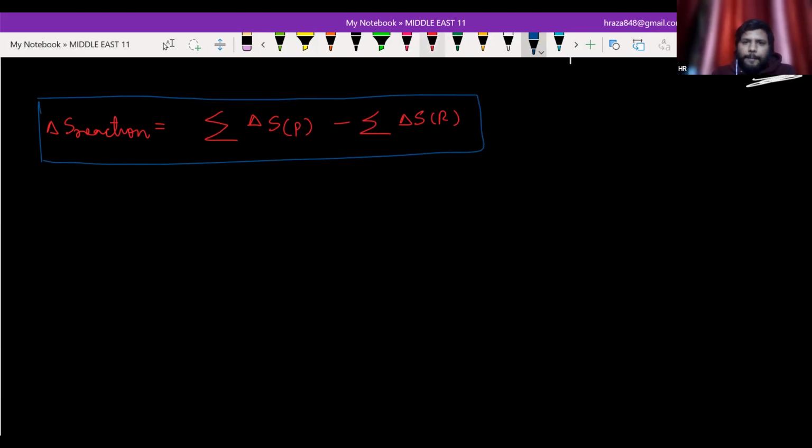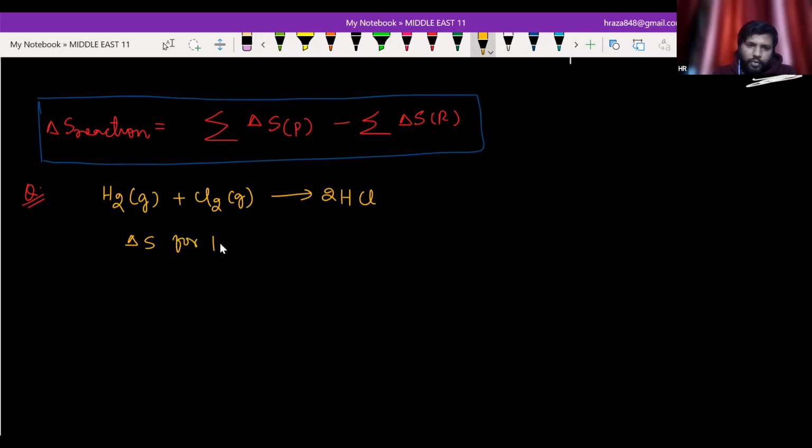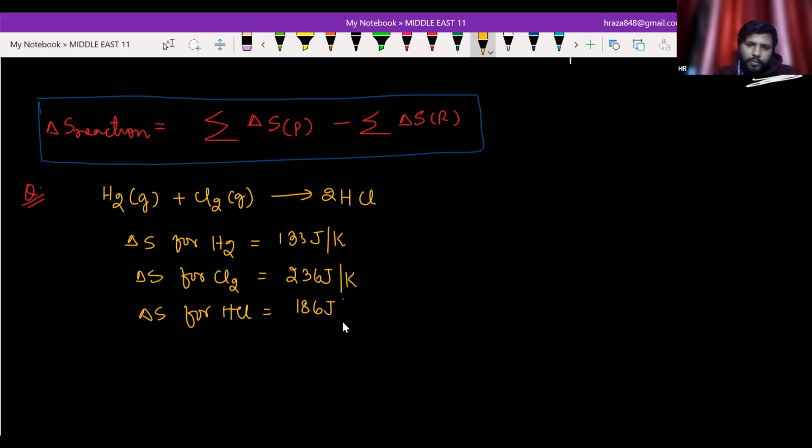So according to this formula, we are going to have a question. A reaction is given, H2 in gaseous state plus Cl2 in gaseous state will give 2HCl, and in the question, delta S for H2 is given as 133 joule per Kelvin. Delta S for Cl2 is given as 236 joule per Kelvin, and delta S for HCl is given as 186 joule per Kelvin. Calculate delta S for the reaction. The answer is too easy.